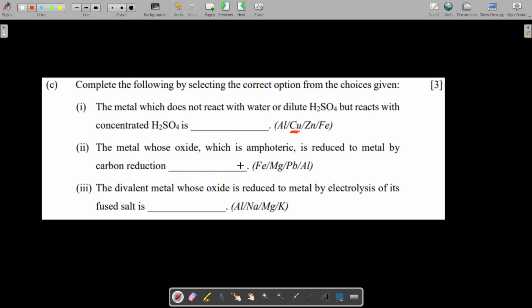The metal whose oxide is amphoteric and is reduced to metal by carbon reduction. Iron is not amphoteric, magnesium is not amphoteric. Lead and aluminium oxides are amphoteric. But for aluminium, we learnt about aluminium metal extraction. What do we use there? We use the electrolysis process, the Hall-Heroult electrolysis process. You convert aluminium oxide into aluminium, that is the reduction, right? Not carbon. Therefore it should be lead. Lead oxide to lead, you can use carbon.